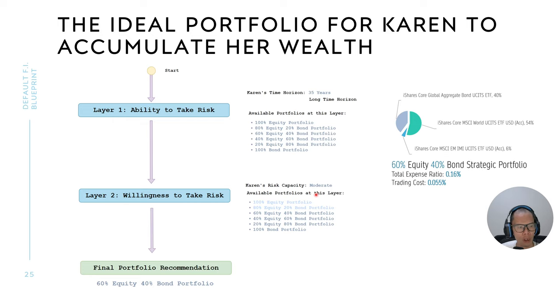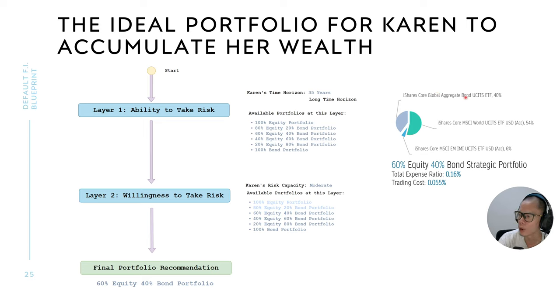Say that Karen's risk capacity is moderate. If it's moderate, what this means is that certain high equity portfolios are not really advisable, which is why I grayed them out. So what's available are these four portfolios over here. If we want to give her the best chance of gaining returns, higher equity allocation has the highest probability of giving Karen good returns, so we would put her in the higher equity portfolio, which is 60-40. If you go through these two layers, you come up to 60% equity, 40% bond allocation. It will be something like this, and this might be a good implementation.